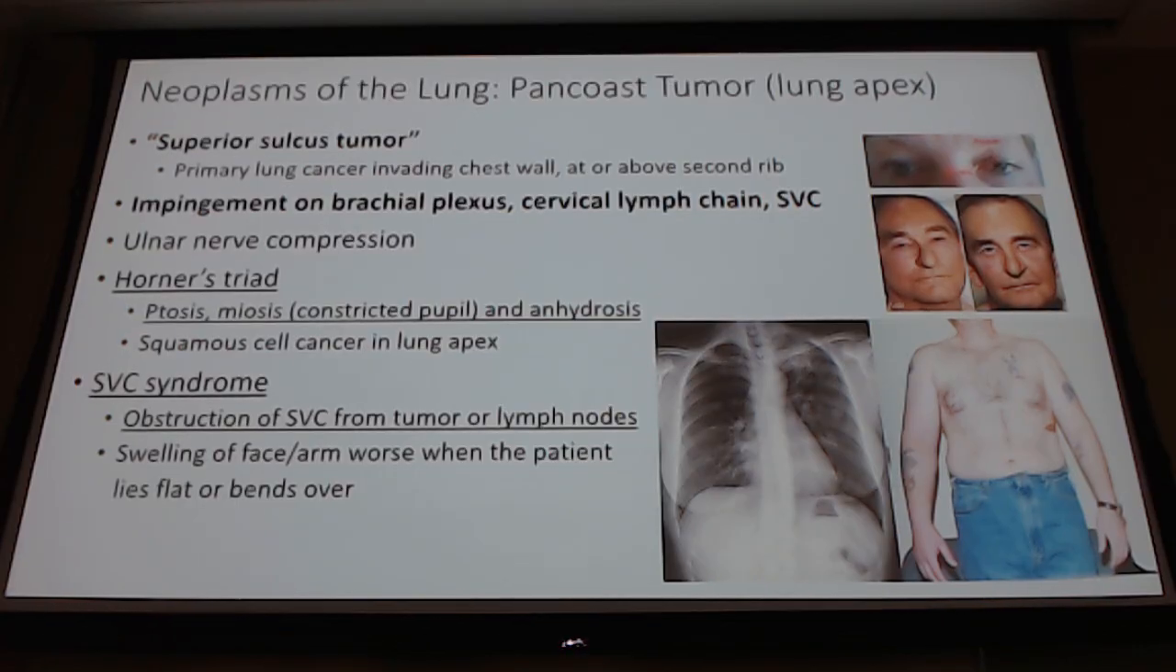So, permeating the lung, invading the chest wall at or above the second rib, you're going to have impingement of the brachial plexus, the cervical lymph chain, and the superior vena cava. So you may have arm swelling, okay? You may have miosis, ptosis, and then you may even have a Bell's palsy type picture, okay?